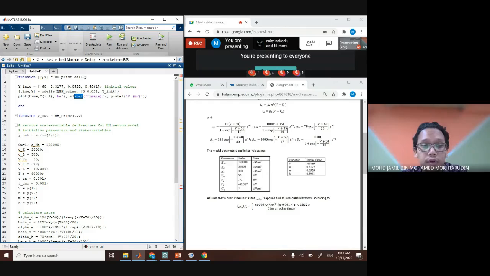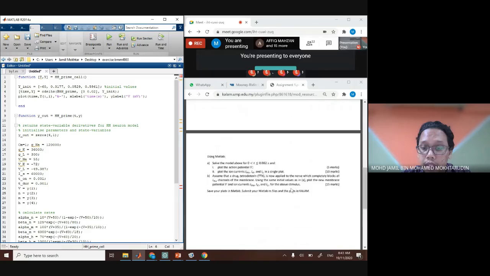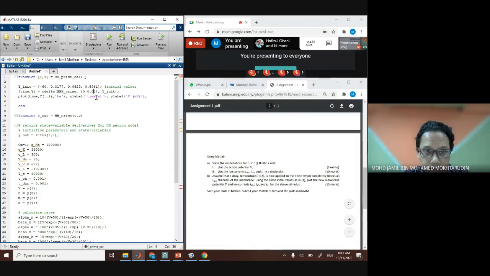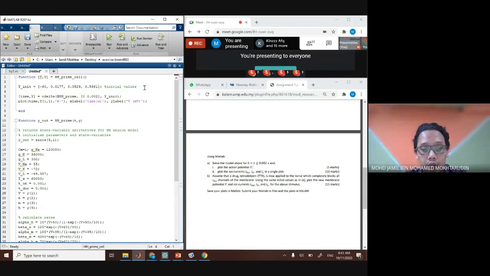Then you check for the time range. So until 0.02 second. So this is the time span. So you can write time span outside, okay? It's the same.